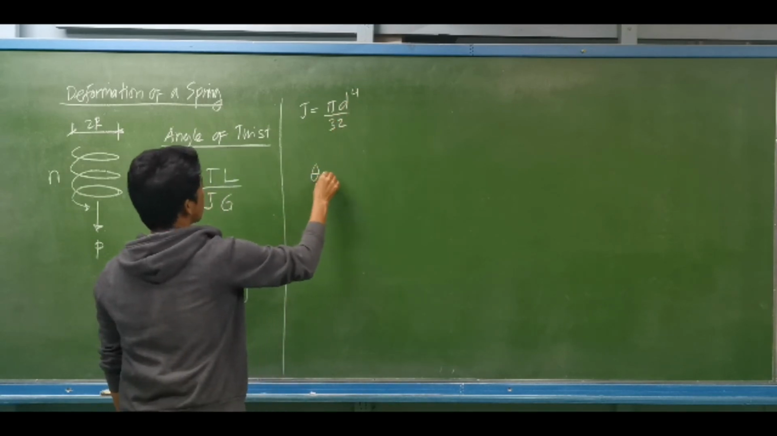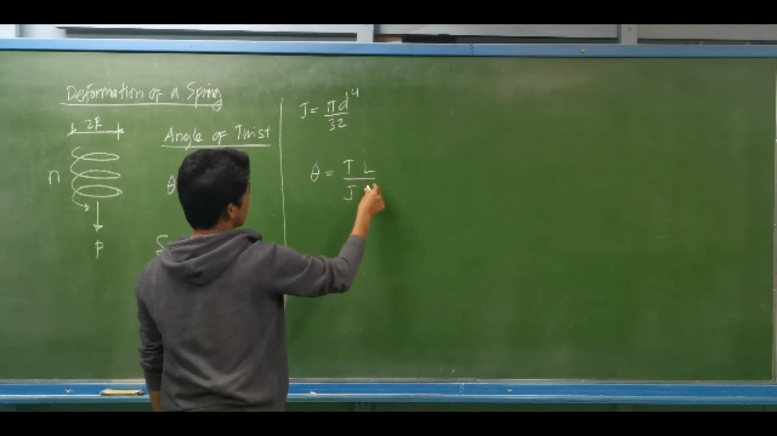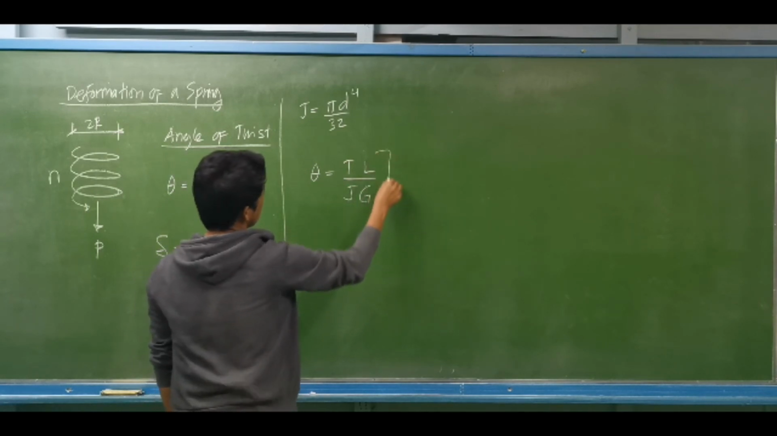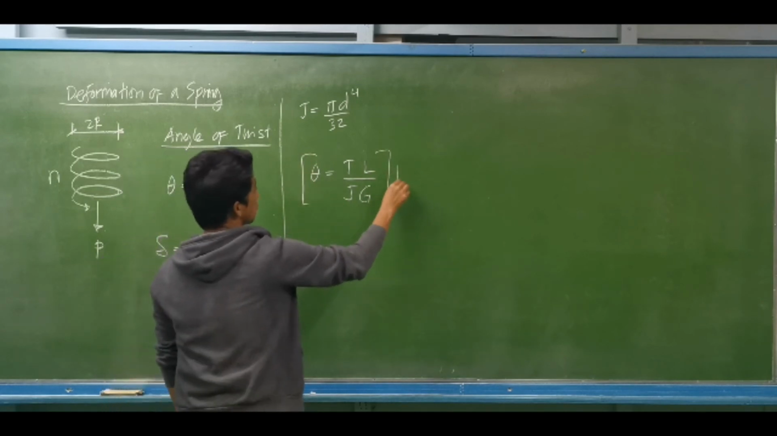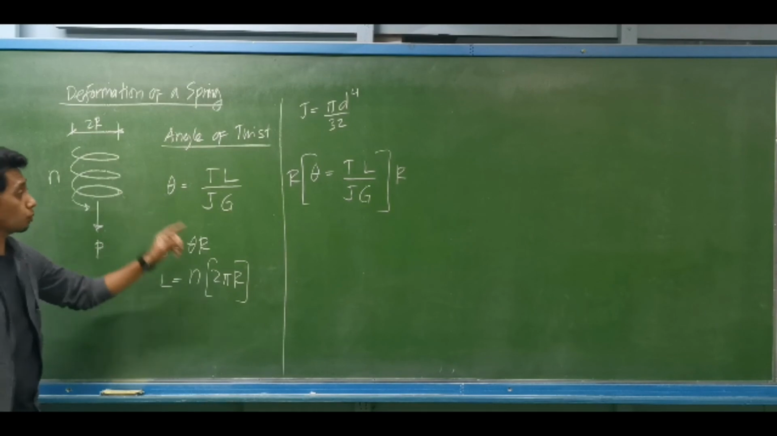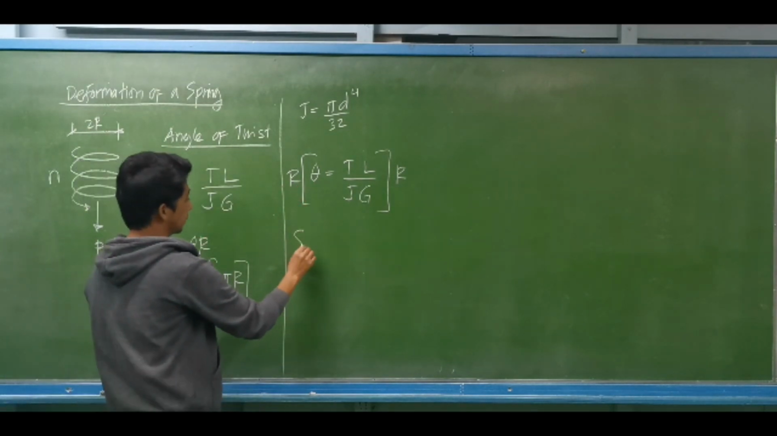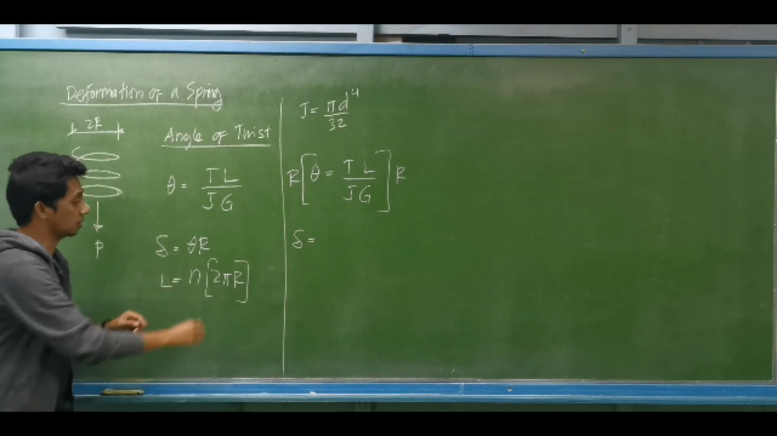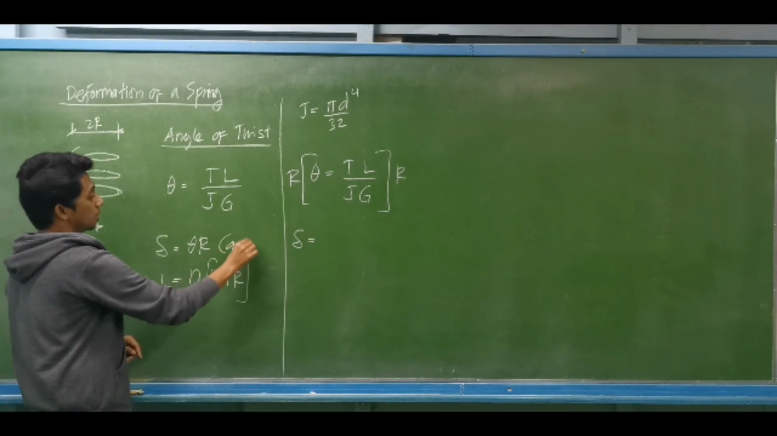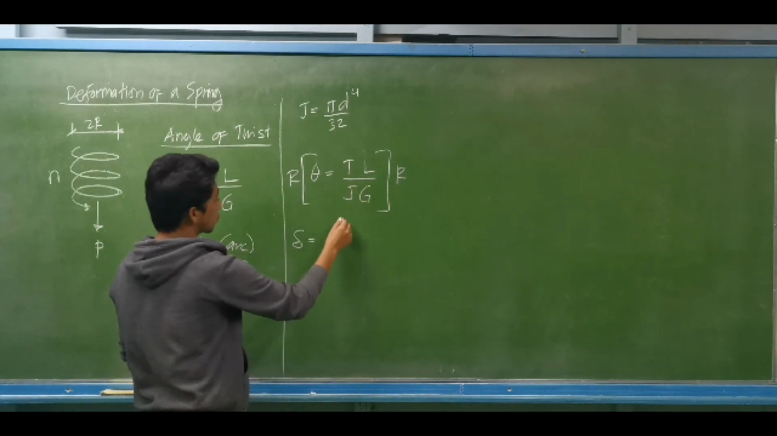So theta is equal to the torque times the length divided by the polar moment of inertia times G. We multiply both sides of the equation by the radius of the coil. So what is r theta? That is delta, the deformation of the spring. This is the same as the length of an arc. So this is delta. What is the equivalent of the torsion a while ago?